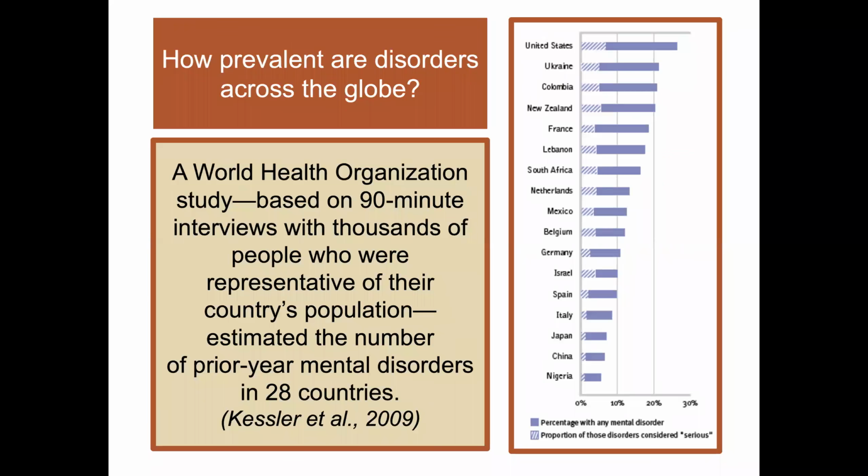How prevalent are disorders across the globe? A World Health Organization study based on 90-minute interviews with thousands of people who were representative of their country's population estimated the numbers of prior year mental health disorders in 28 different countries. And you can see the United States at the top has the highest percentage of people with mental health disorders.